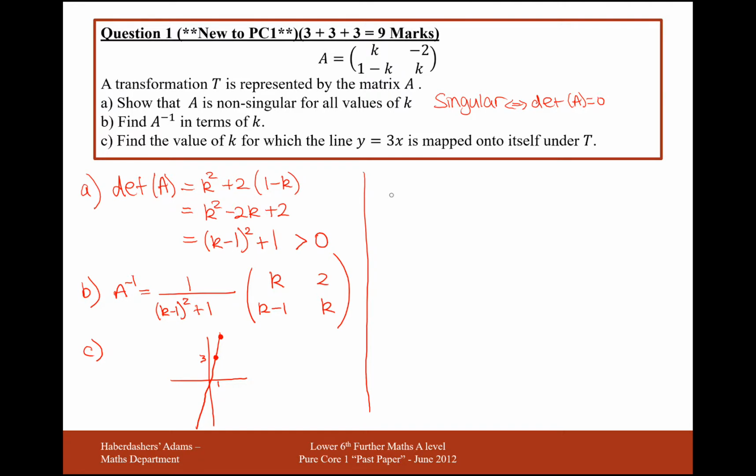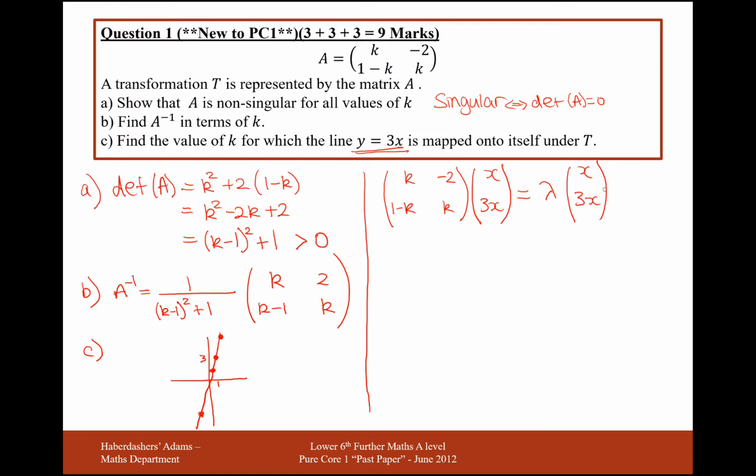So what we can say is that once we've applied the matrix k minus 2, 1 minus k, k to the line x, 3x, where we're using the y coordinate as the value 3x, this is going to be transformed to somewhere else on this line. It could be greater along the line, could be smaller along the line, could be negative along the line. So it's going to be some multiple of a vector still along that line.